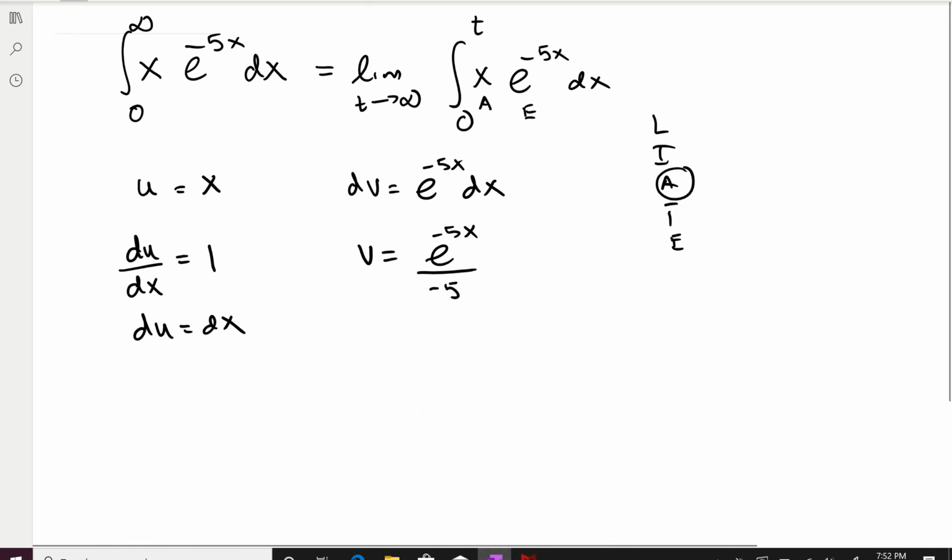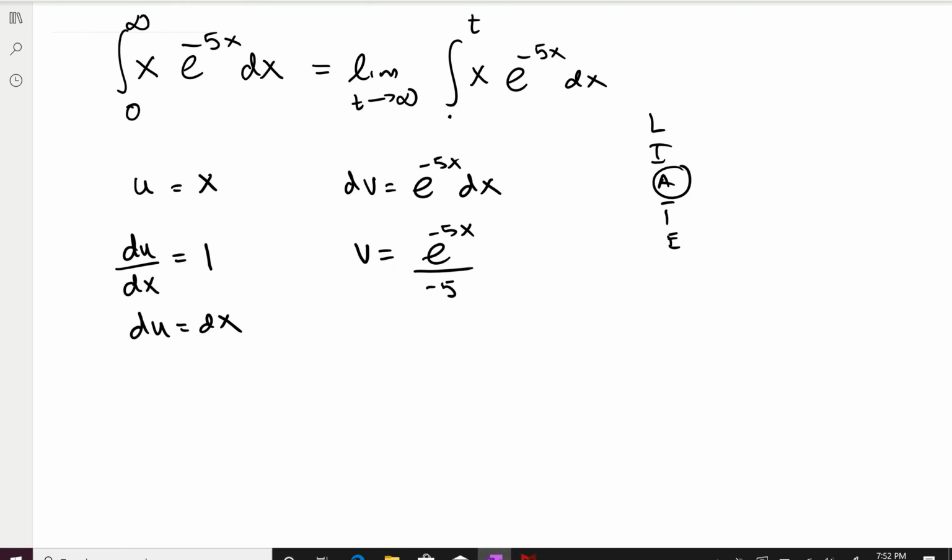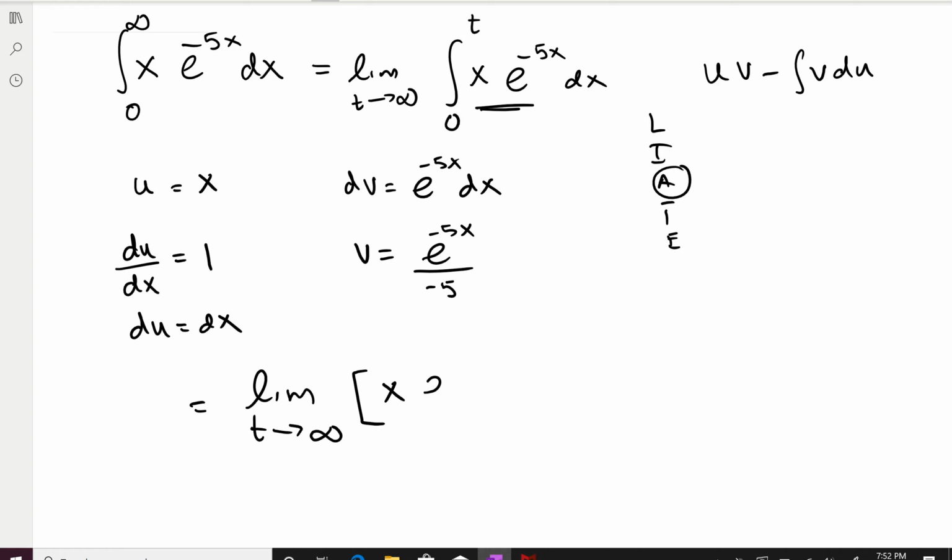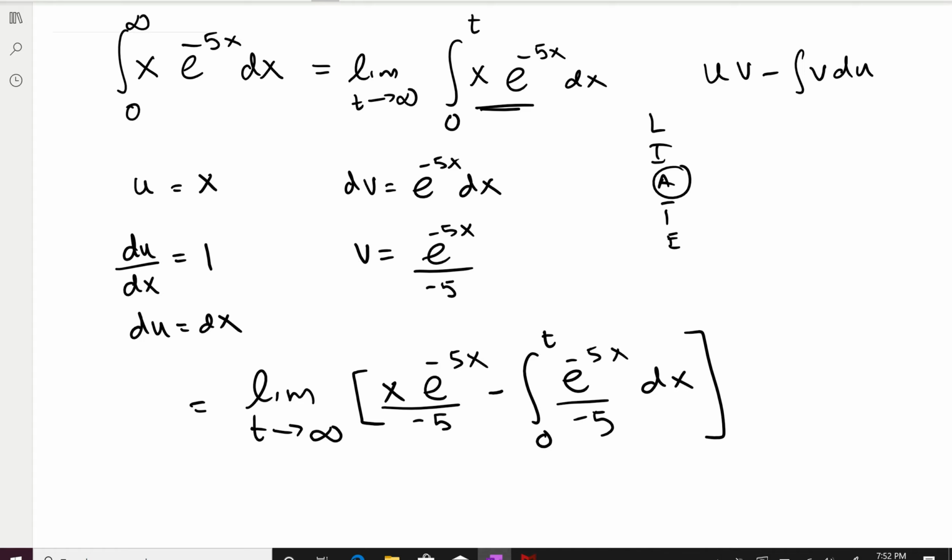Now we can use integration by parts to evaluate this integral. So limit, don't drop that limit, keep on writing it. The integration by parts formula is uv minus integral of v du. So u is x, v is e to the negative 5x over negative 5, minus the integral of e to the negative 5x over negative 5, du is dx. And you are integrating from 0 to t, don't forget. You have to evaluate this part from 0 to t as well.